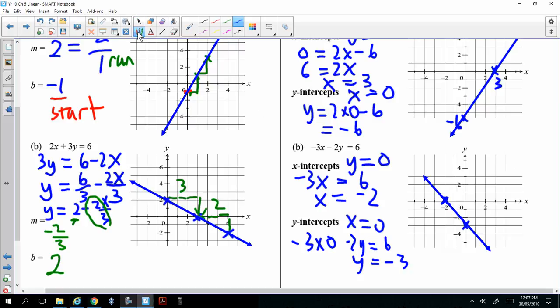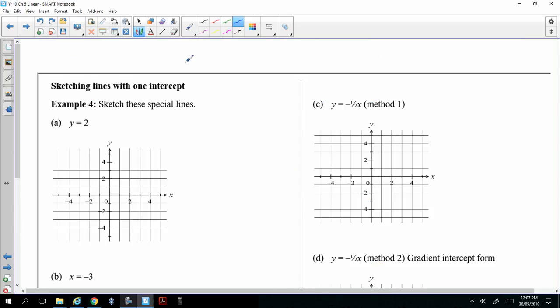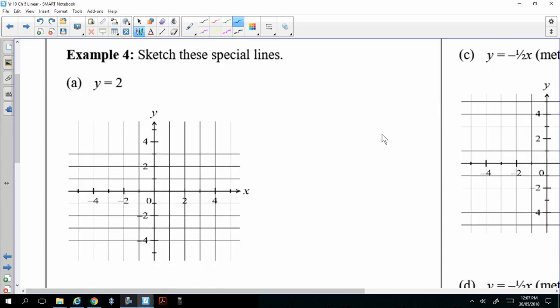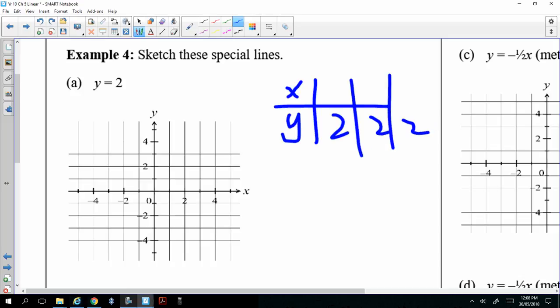Alright, hopefully all done. Okay, on the next page, sketch these special lines. So what does y equal to 2 look like? If you draw a table of values, the y value is always 2, regardless of what x is. And if you plot these points, when x equals 0, y is 2, you get 3 points. You actually get a horizontal line.